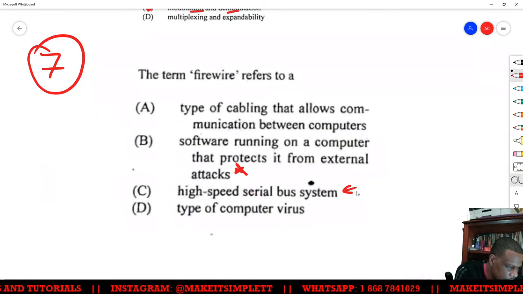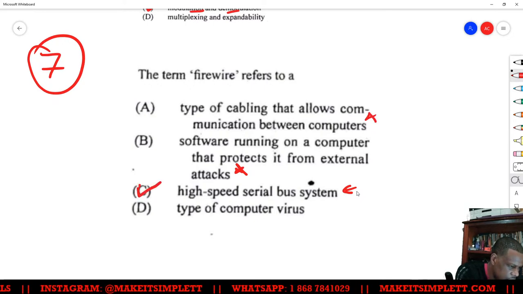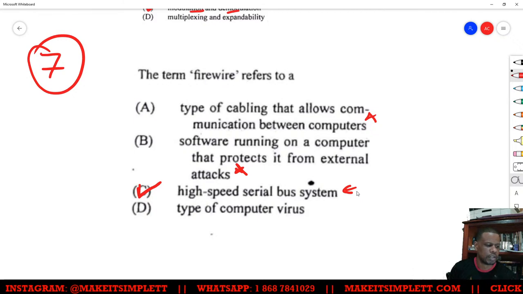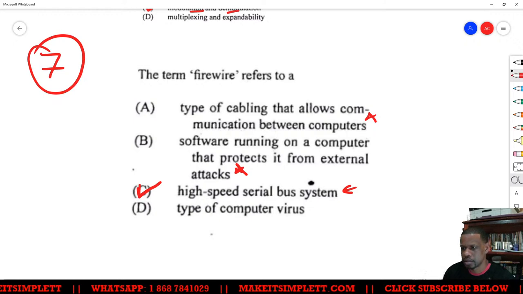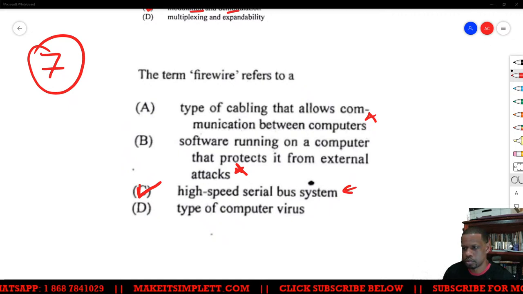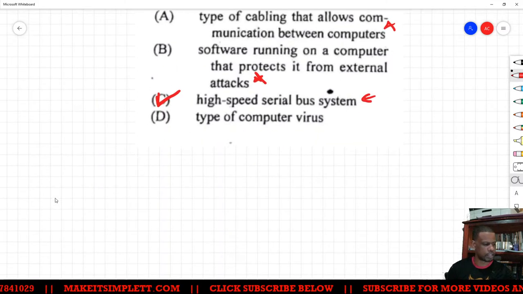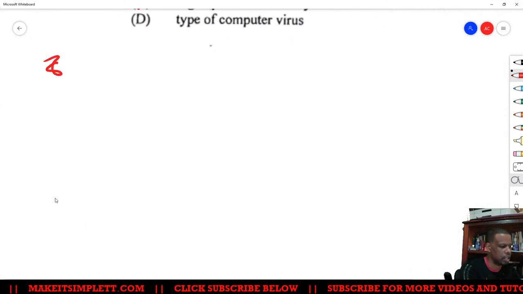A type of cabling that involves communication between computers? No. Now this is not the controversial one. It's actually C, that's easy. But there's a FireWire question I sometimes have that is really hard. Okay. So that's that. Let's go again.